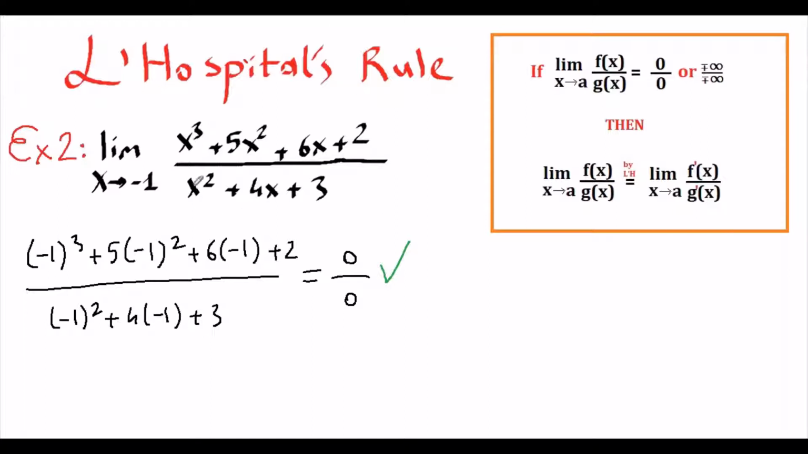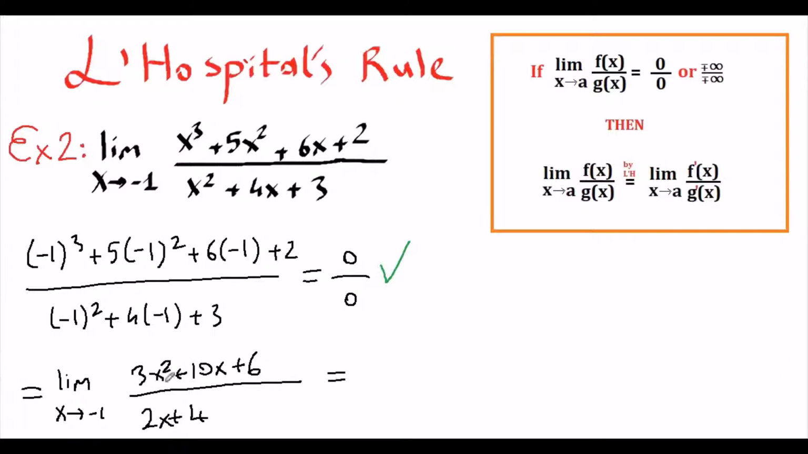So by L'Hopital, this limit is equal to the limit as x is approaching negative 1 of the derivative of top over derivative of bottom. So we're going to take the derivative of the numerator. The derivative of x to the 3rd is 3x squared. The derivative of x squared is 2x times 5 is 10x. And the derivative of 6x is 6. The derivative of 2 is 0. The derivative of x squared is 2x. The derivative of 4x is just 4.